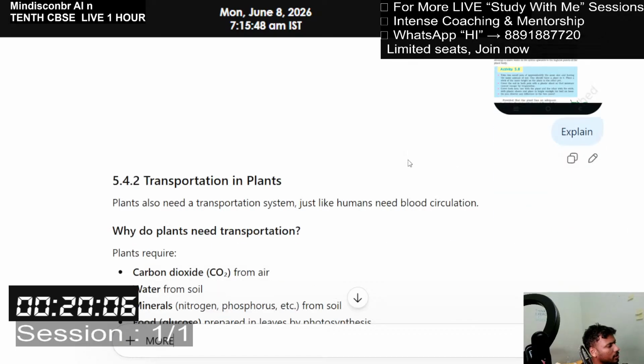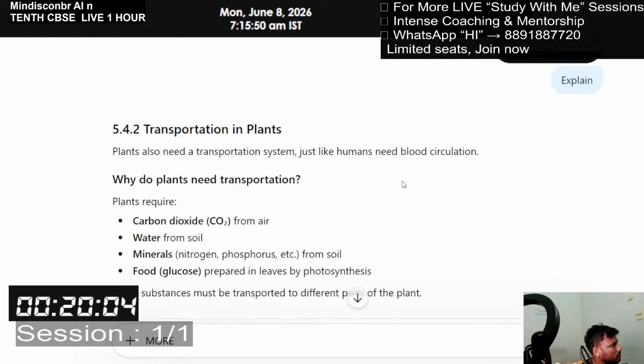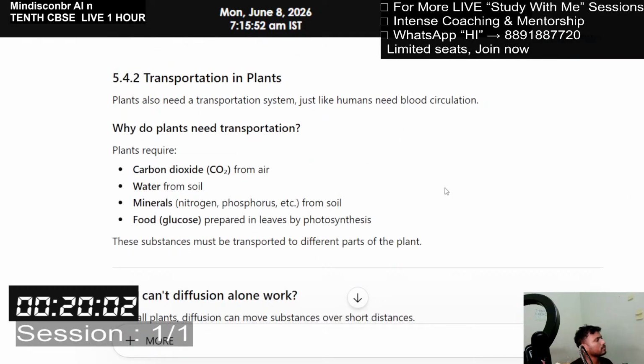Next is transportation in plants. Plants also need a transportation system, just like humans need blood circulation.